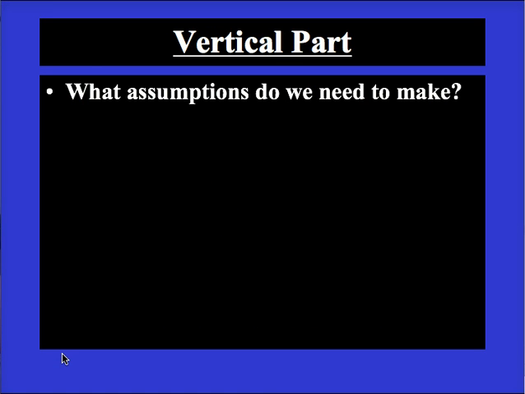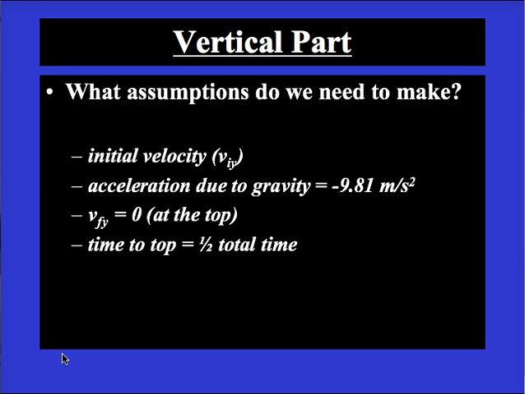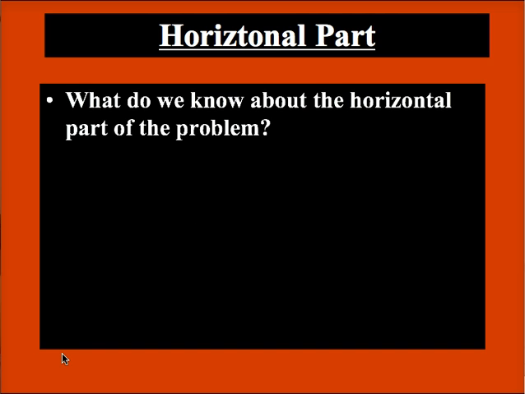So, what assumptions do we need to make about the vertical component? In this case, the initial vertical velocity we know, Viy. The acceleration due to gravity is going to be negative 9.81 meters per second squared towards the Earth. We know that the final velocity at the apex is 0. For a brief moment in time, it reaches 0 at the top of its flight. And we know the time to the top is equal to half the total time. Time up equals time down.